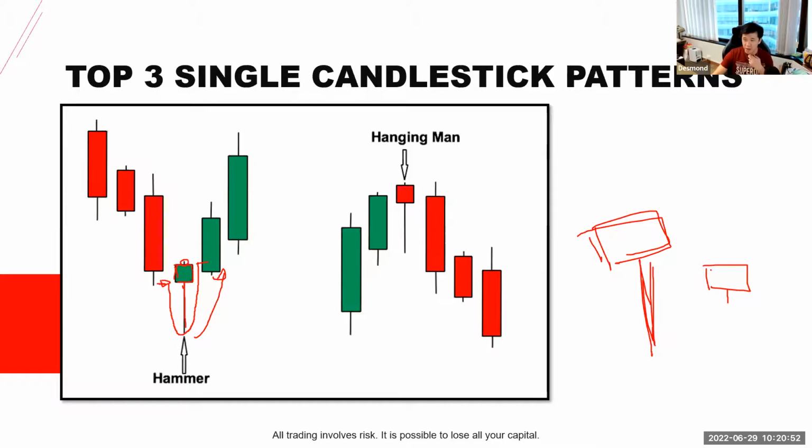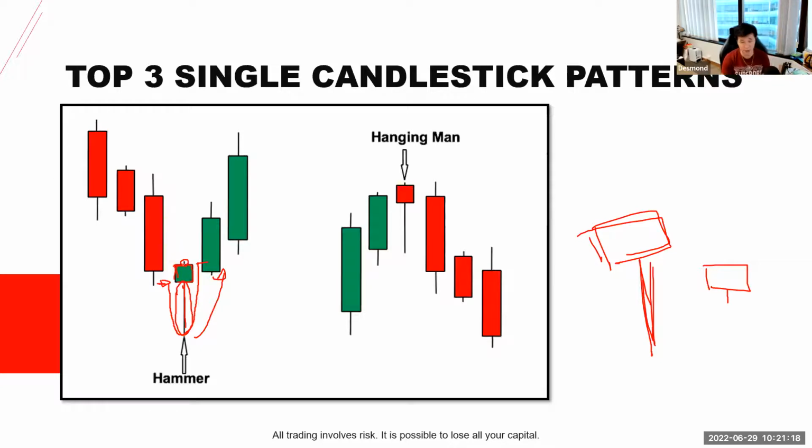So when you're looking at a hammer, remember, you need a long wick down here, because this long wick shows that the bears actually pushed prices down quite a bit, but the bulls took over and really pushed them all the way back to the entry and even beyond the entry, higher to the closing price up there. So that's the important thing about hammer candles.